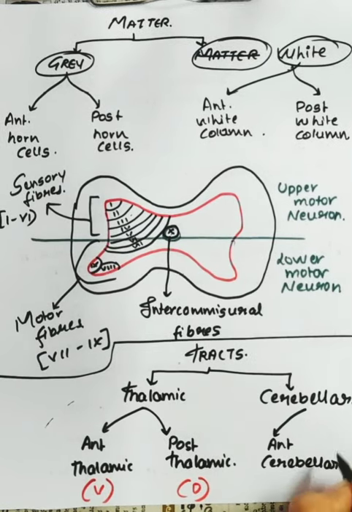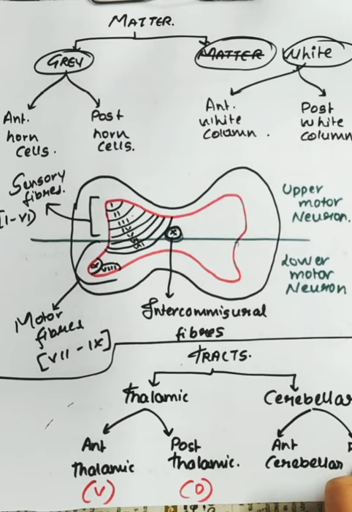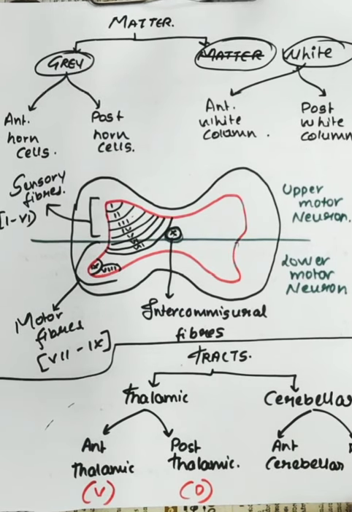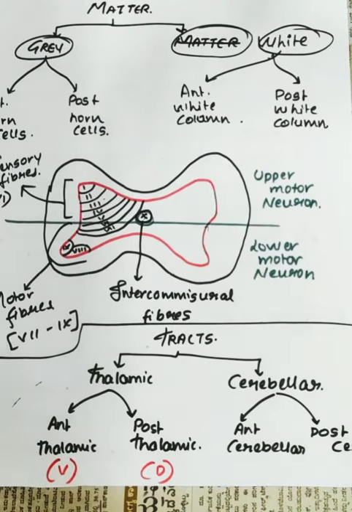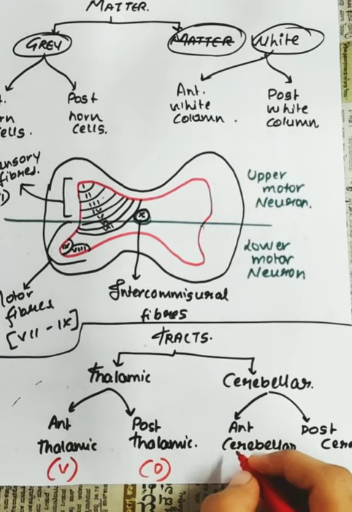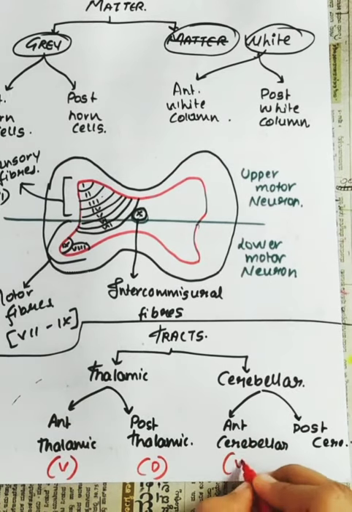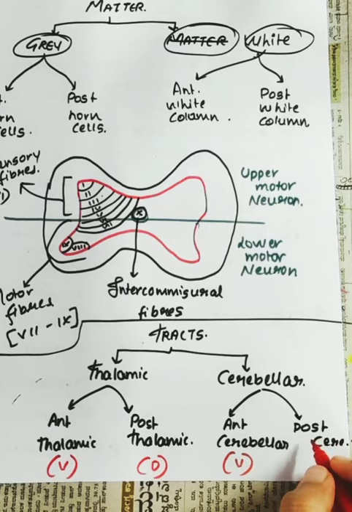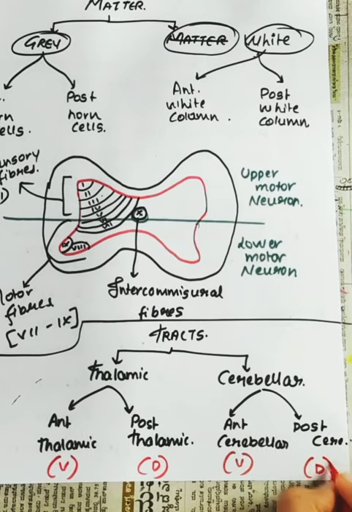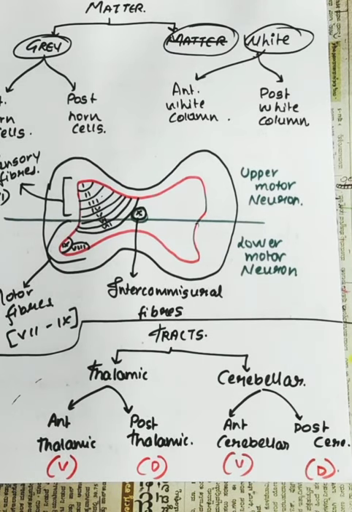cerebellar tract as well as posterior cerebellar tract. The anterior cerebellar tract is also known as the ventral cerebellar tract. The posterior cerebellar tract is also known as the dorsal cerebellar tract. So this was the classification of the tracts.